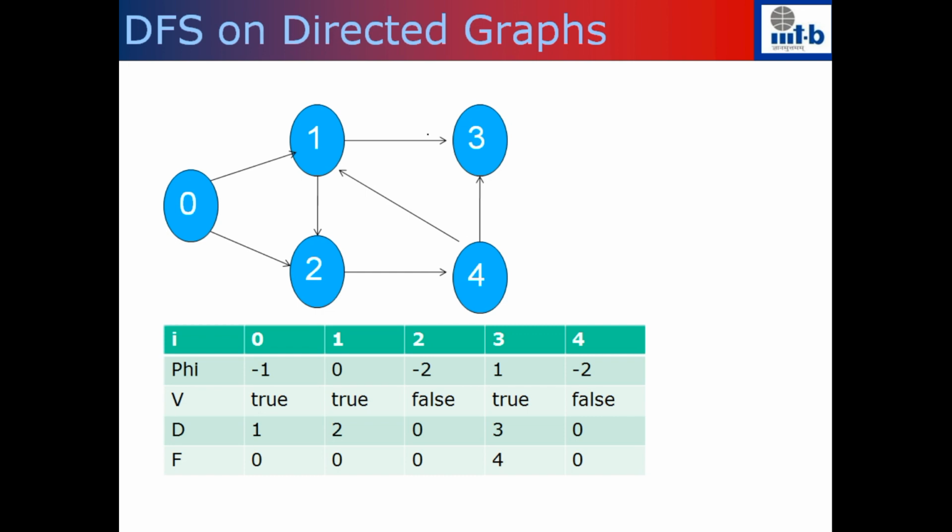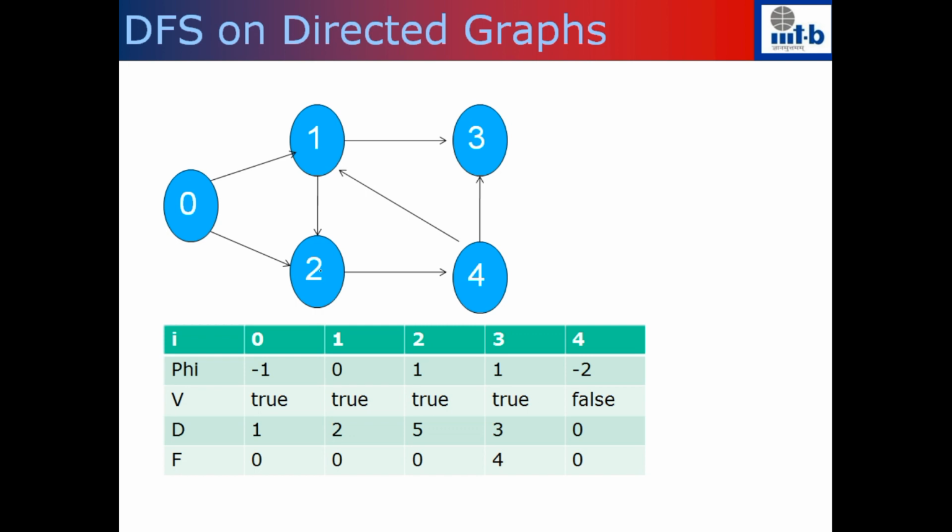So now I come back. There is a backtracking. I have to consider all the edges of 1. I have only considered one edge, which is 1, 3. Now I have to consider 1, 2. When I consider 1, 2, the pi function of 2 becomes 1. And then I go and call the recursion DFS at 2. When I call DFS at 2, the flag of that turns to true, and the d value becomes 5.